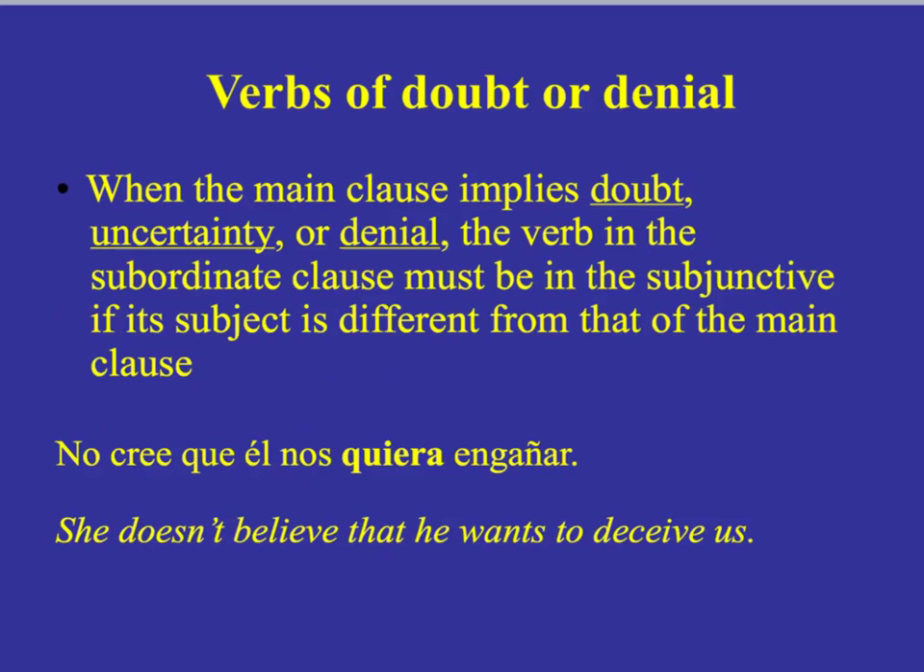The subjunctive is used with verbs of doubt or denial. When the main clause of the verb implies doubt, uncertainty, or denial, the verb in the upcoming clause must be used in the subjunctive if the subject is different. No cree que él nos quiere engañar. She doesn't believe that he wants to deceive us. So notice that there's a she and a he. We have two different subjects. That's why we use the subjunctive.